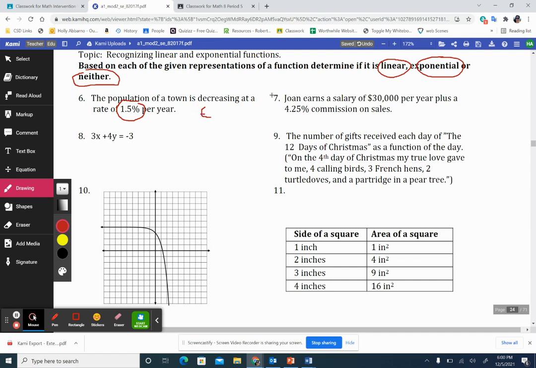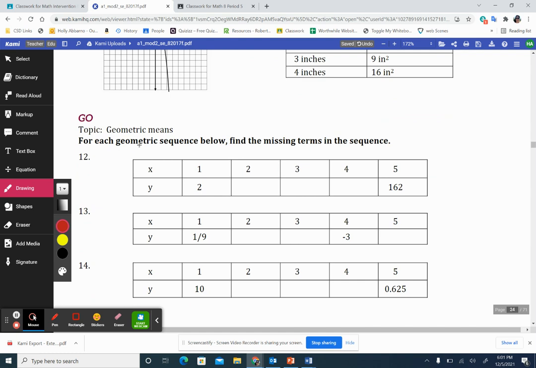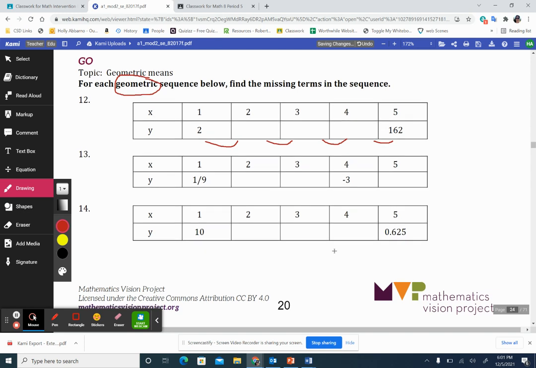Be going through these here. All right, for each of the geometric sequences, ding, ding, ding, that means from here to here it's changing with multiplication, and from here to here, multiplication, and from here to here, multiplication. Find the missing terms. So you need to be thinking, what can I multiply 2 by, 1, 2, 3, 4 times to get up to 162? Multiplication or division, 12, 13, and 14.